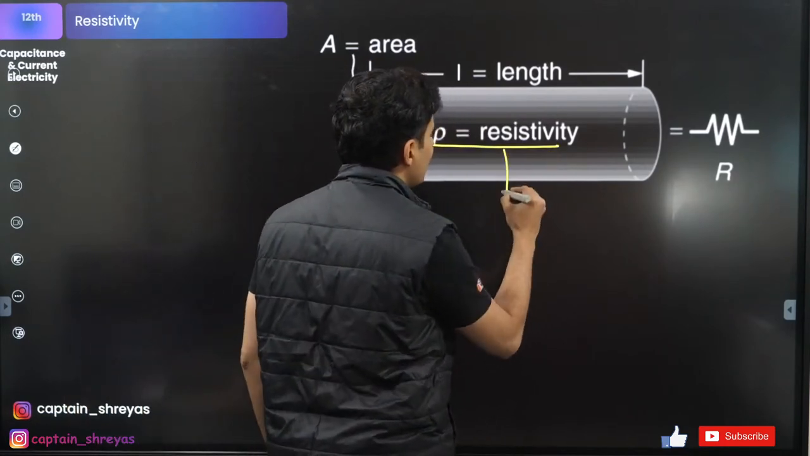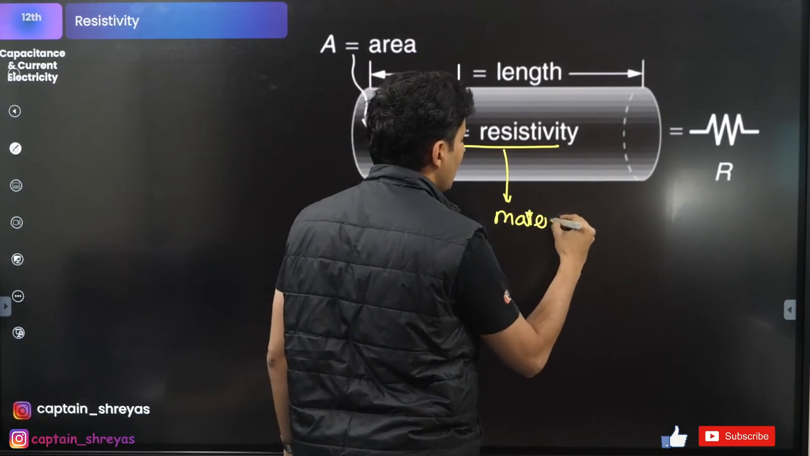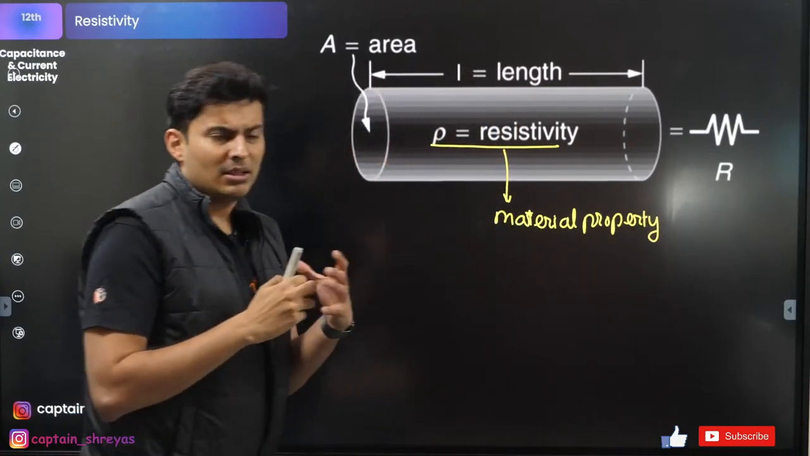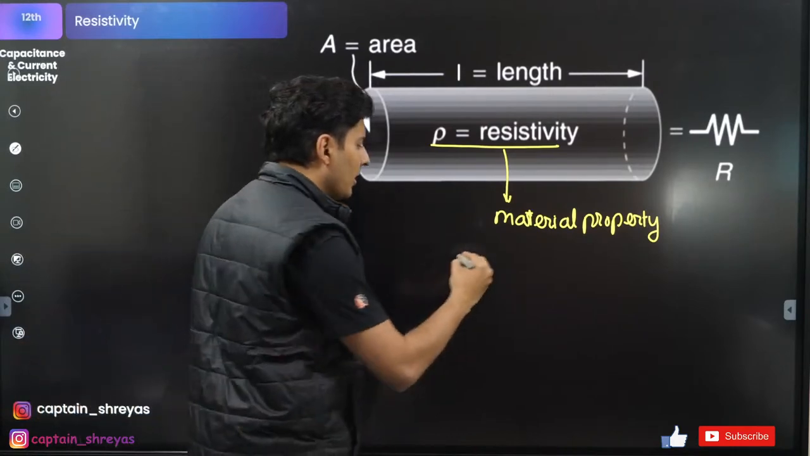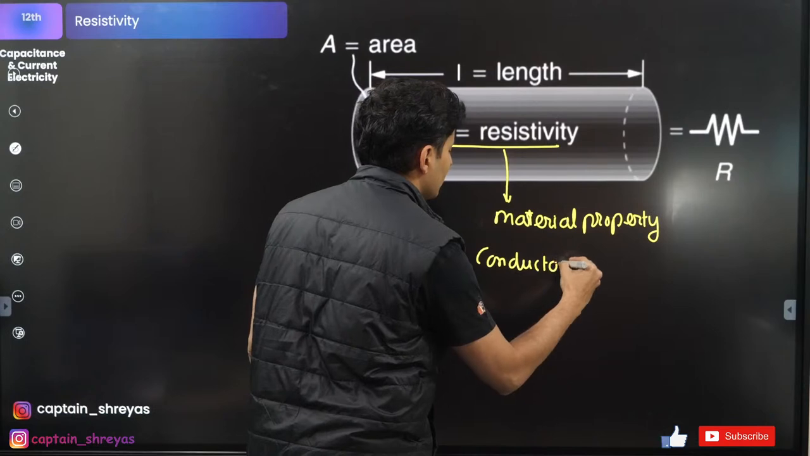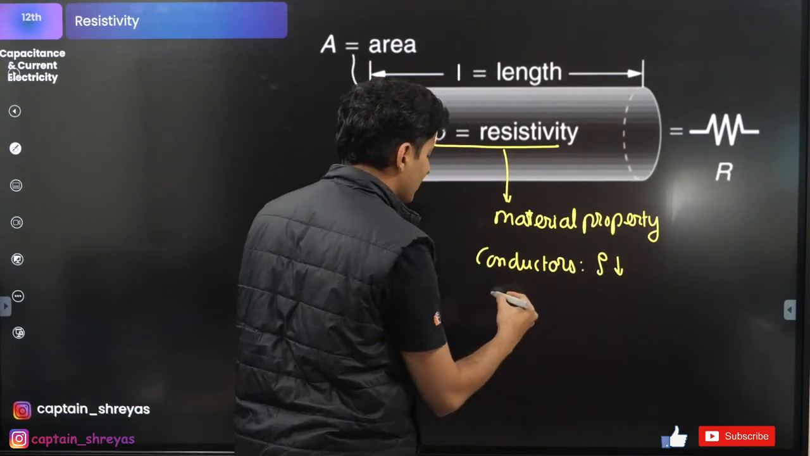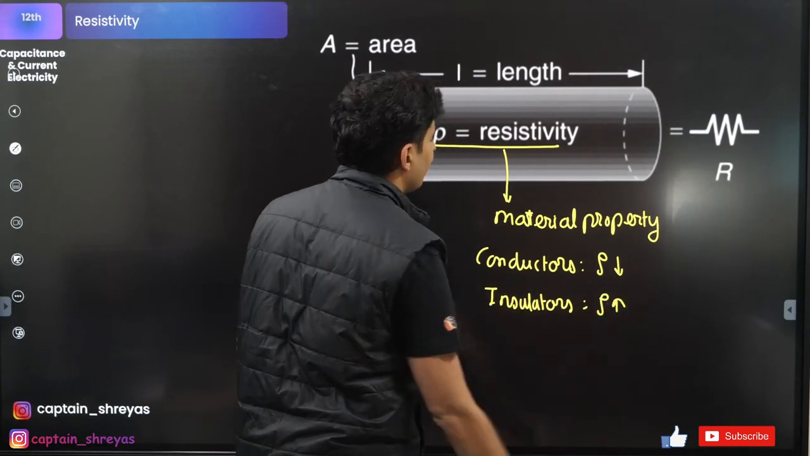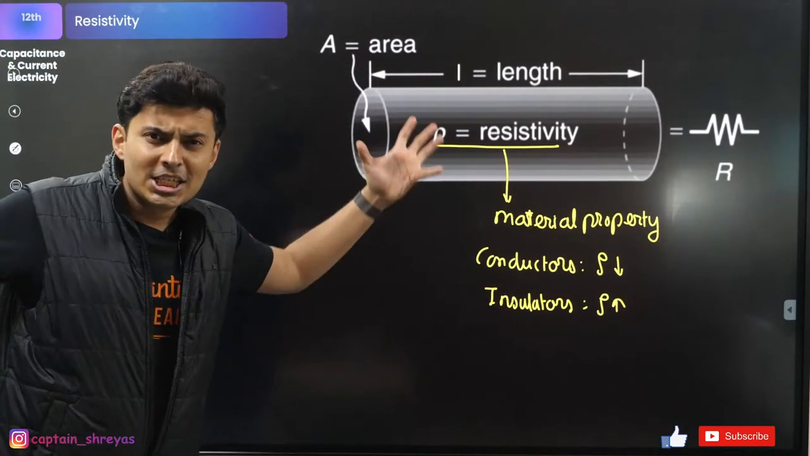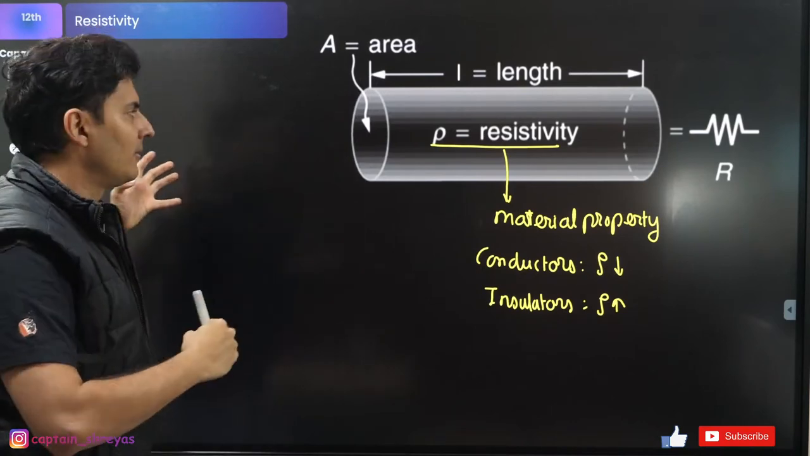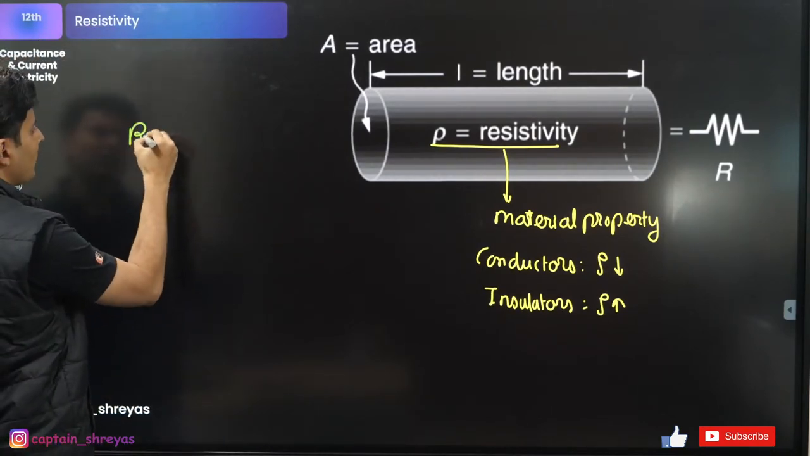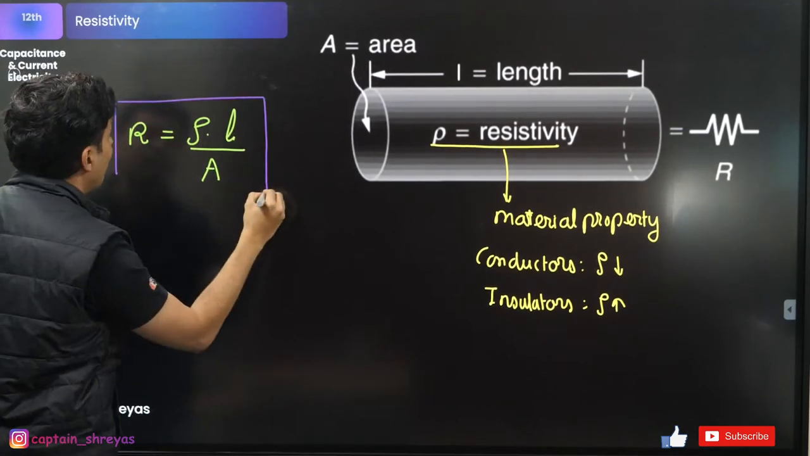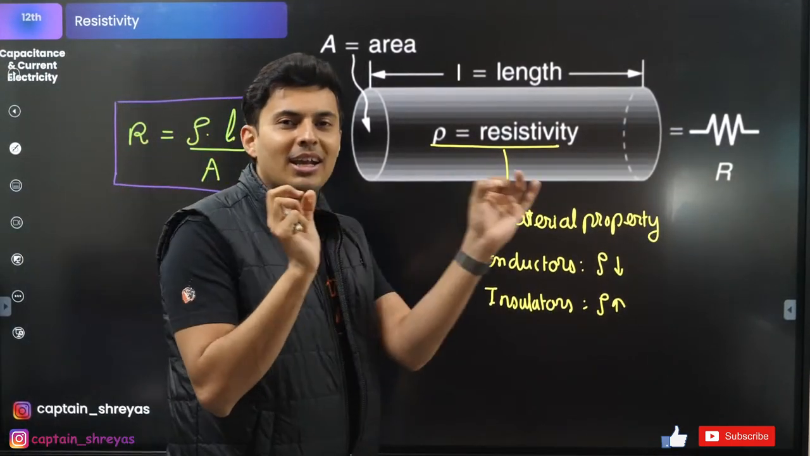So this is basically a material property, and it is different for different materials. For good conductors, you will see that the value of rho is less. For insulators, or bad conductors, you will see the resistivity is very, very high. So that is how resistivity changes. Very good conductor, very less resistivity. Now the formula for resistance is this one. It is resistivity into length divided by area. So rho L by A is the resistance of any conductor.